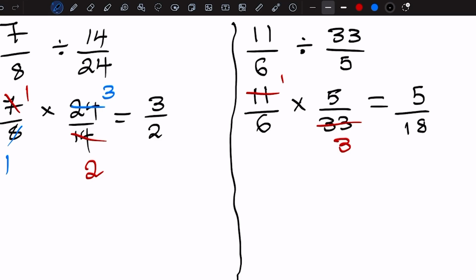All right, so that means our answer is going to be 5 over 18. So when we're given fractions, this is how we basically divide them: write the first fraction, change the sign, find the reciprocal of the next one.